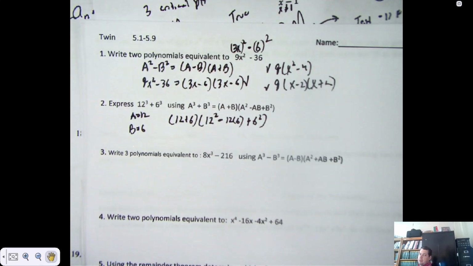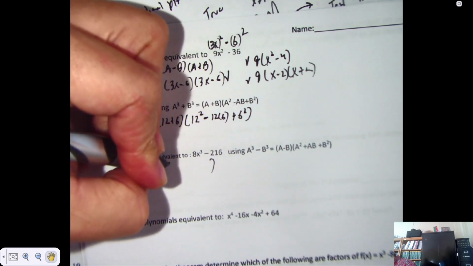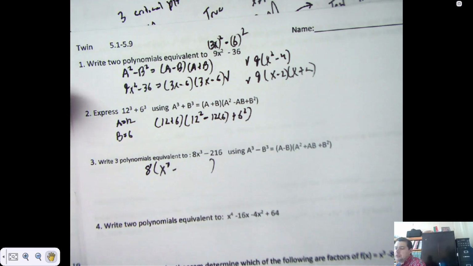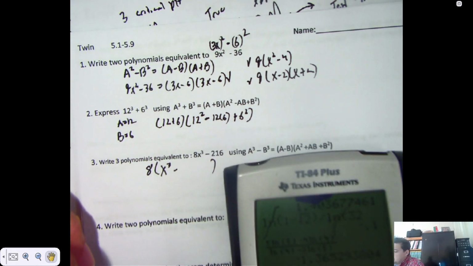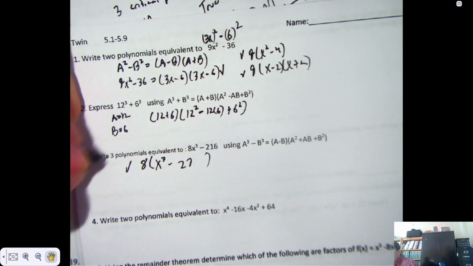But what's number 3? Write three polynomials equivalent to 8x cubed minus 216. I wonder if that's even possible. Here's the first thing I see. I can pull out an 8. And if I pull out an 8, I would have x cubed minus... I'm not even sure. 27? No, it ain't 27. 36? No, it ain't 36 either. Maybe it is 27. No, it was 27. I was right. So, minus 27. So there's one. The goal was 3.